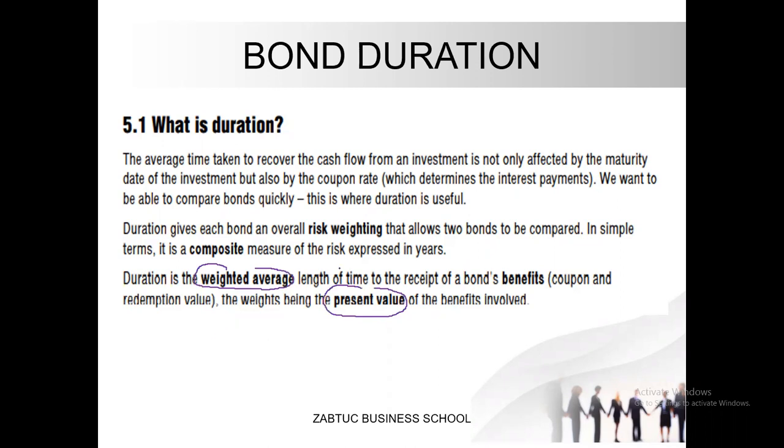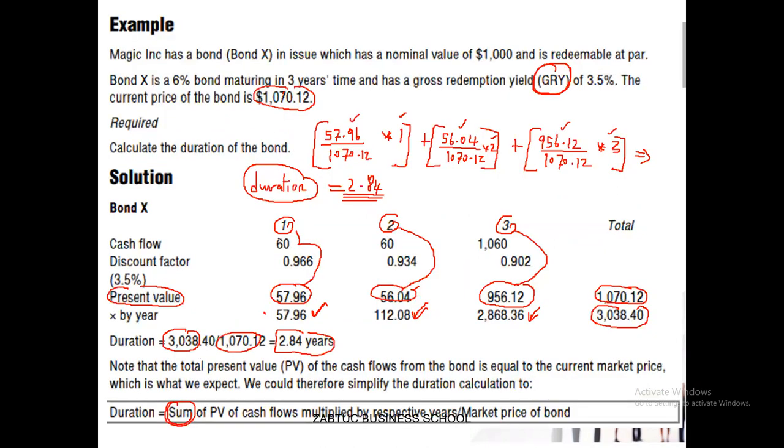In simple terms, it is a compound measure of the risk expressed in years. So now look at the weights, the way the issue of the weights has come up here. What weight have we given to this year? That's the weight which you have given to it. That's the weight given to year one. What weight have you given to this? The weight you have given is this one. What weight have you given to that? That's the weight. So these are the weights.